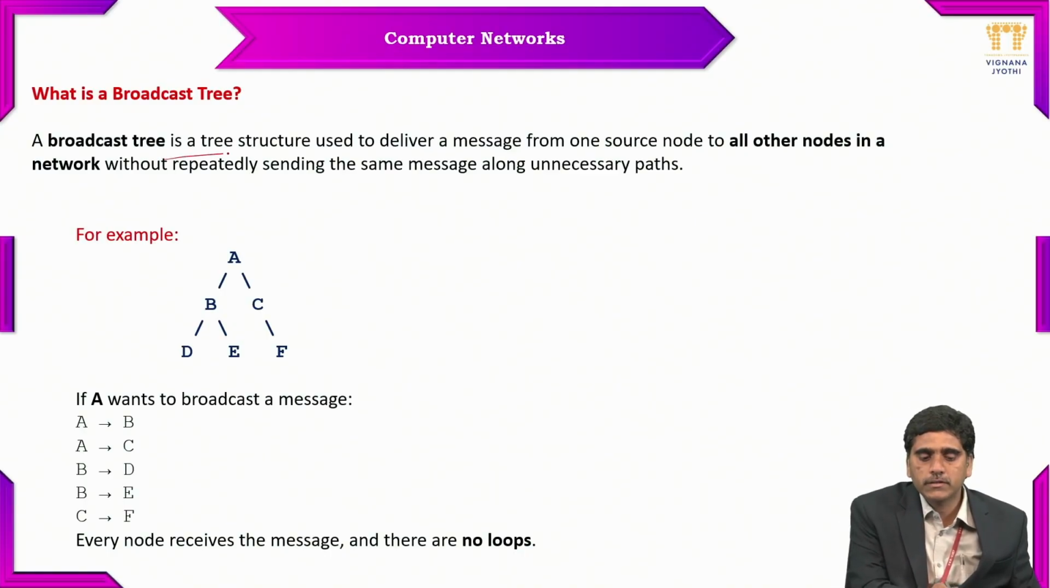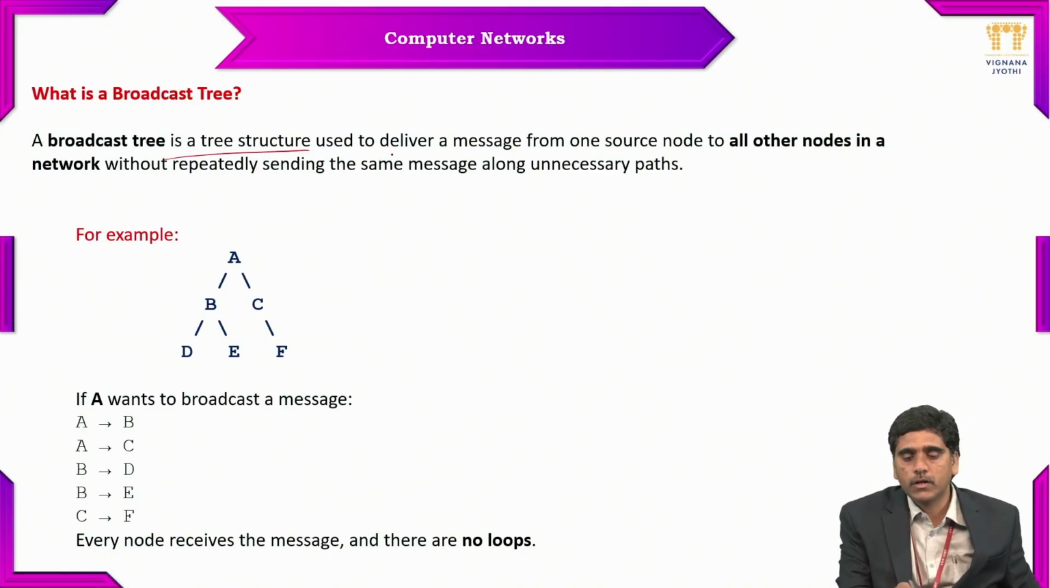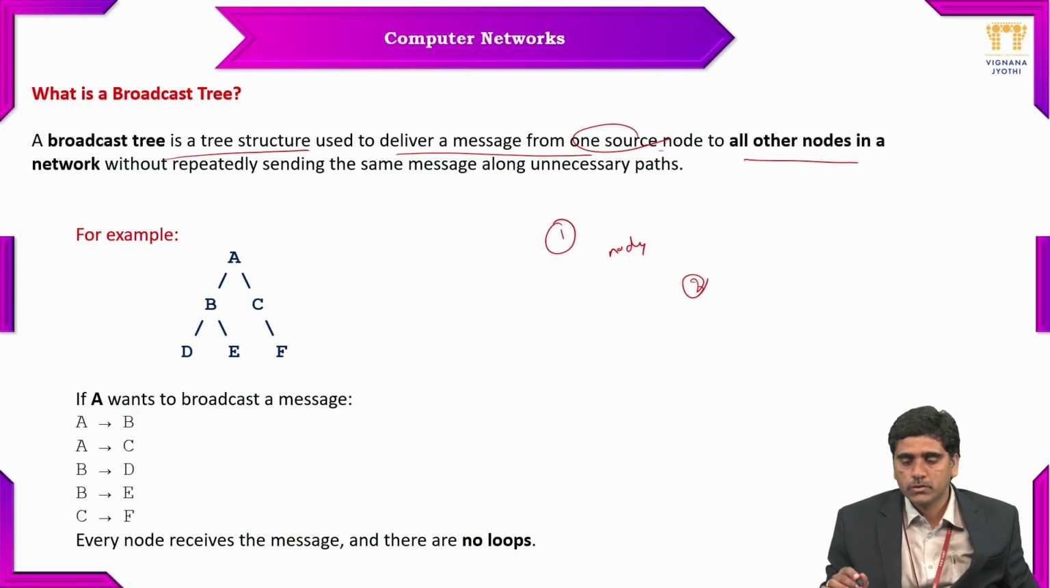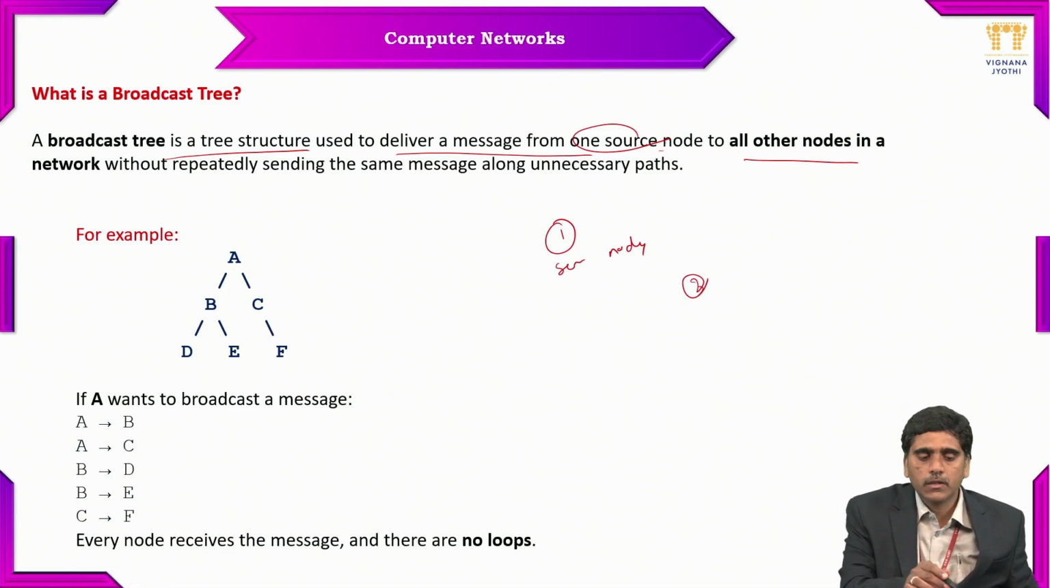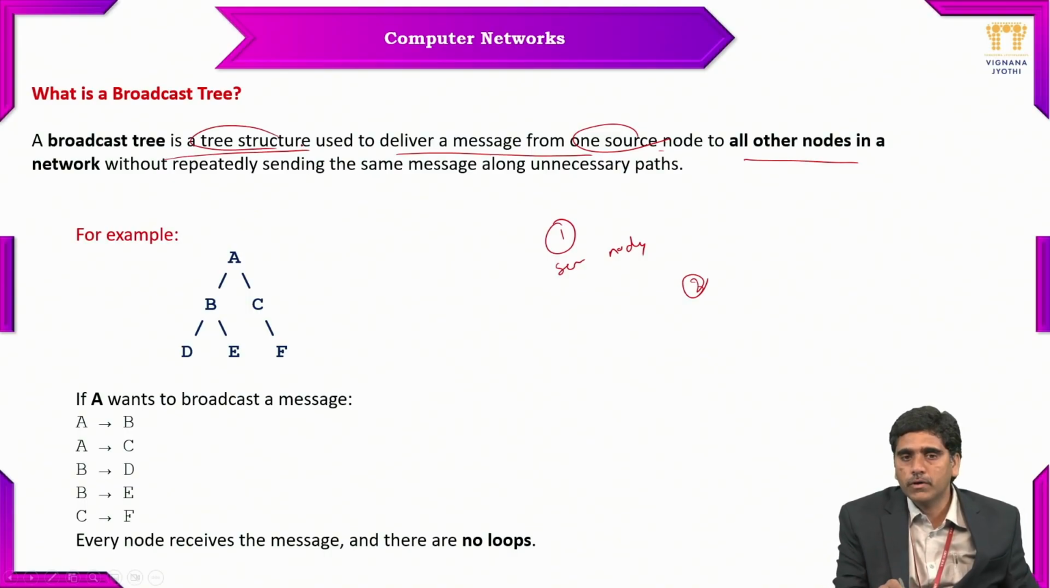So a broadcast tree is a tree structure. It is used to deliver a message from one source node to all other nodes. In the network, a number of nodes are present. From the starting node to the ending node, each and every node has to receive that message. Who is the sender? The source node delivers the message and the receiver node receives it. So the broadcast tree is a tree structure used to deliver a message from one source node to all other nodes in a network.